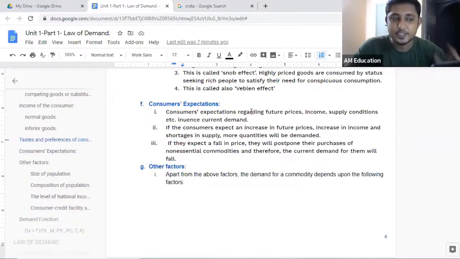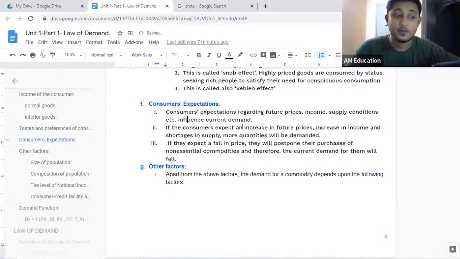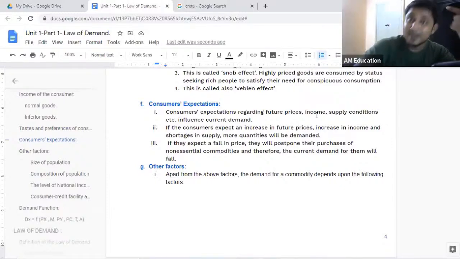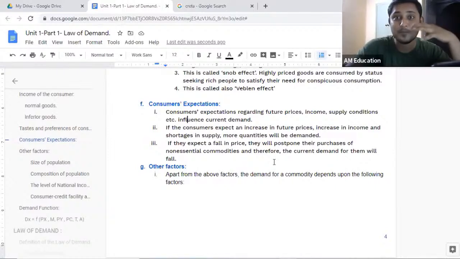Okay, let's read this. Consumers' expectations regarding future prices, regarding income, regarding supply conditions, etc., influence current demand. So it could be the expectation regarding future prices, like we discussed. It could be the expectation regarding income. Oh yeah, it's been 3 years, I might get a promotion and my income will increase. Expecting that my income will increase, I'll decide to buy something, like, okay, I can buy this house now because I might get a promotion.